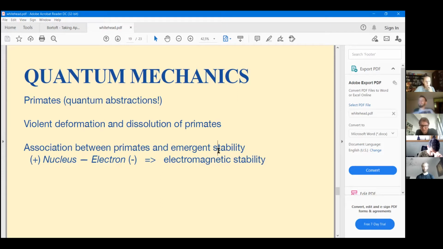And of course, what does this mean? Normally, primates are stable because they enter into a mutual association with other kinds of primates, and there emerges a certain stability. In the case of the atom, there is an electromagnetic stability, which enables the nucleus and the electron, differently charged, to shield themselves from the electromagnetic disturbances that could arise from the external environment, events, whatever.